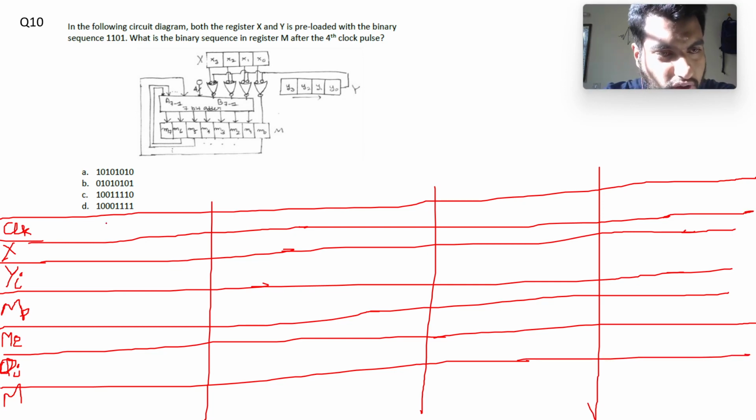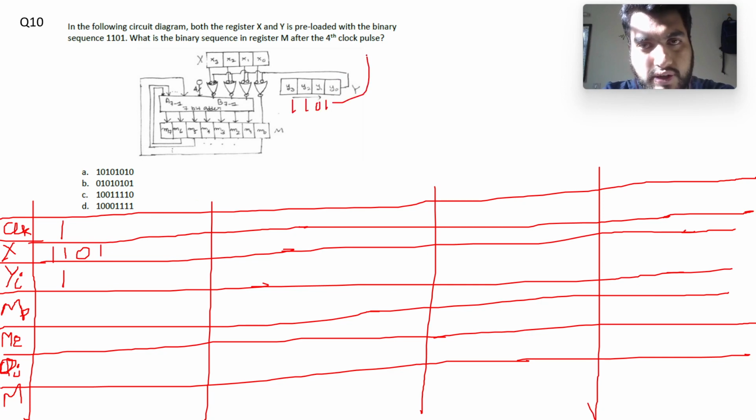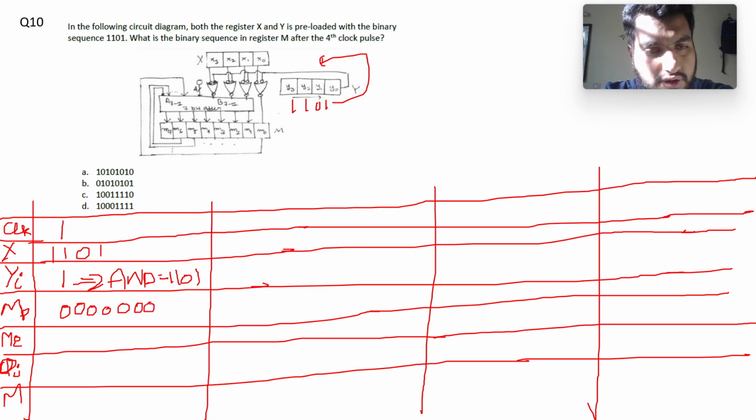So here this is clock cycle first, X is 1101, Y is 1, so this 1 will go here, and their AND, I haven't written their AND, one column I forgot, so let me just write here, AND is equal to 1101. So my contents of the M register after the previous cycle are 0 0 0 0 0 0 0.